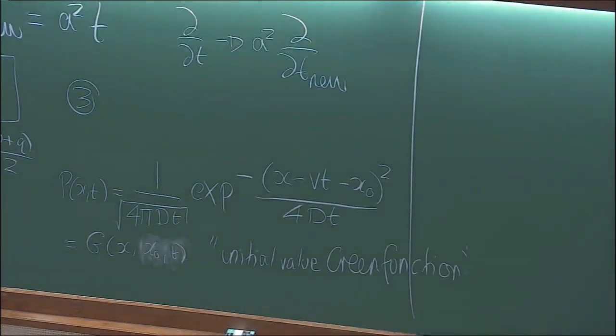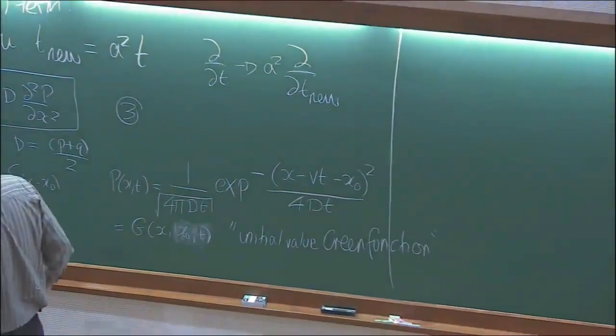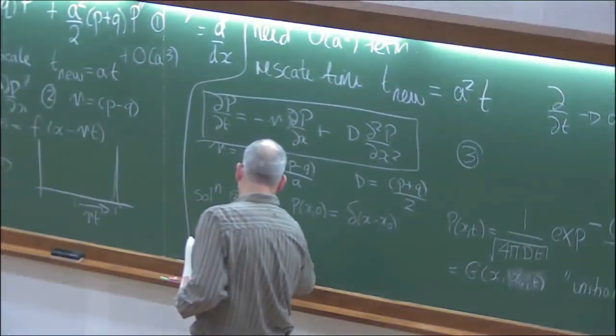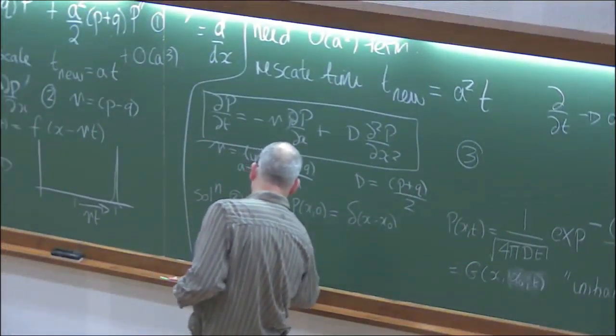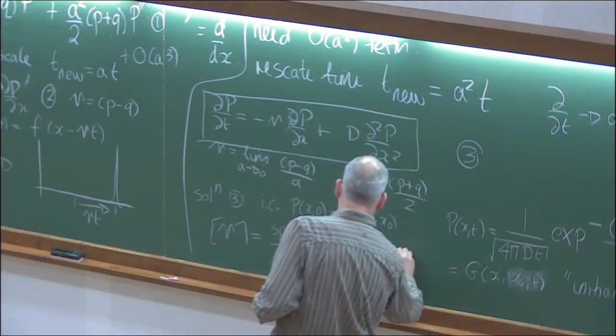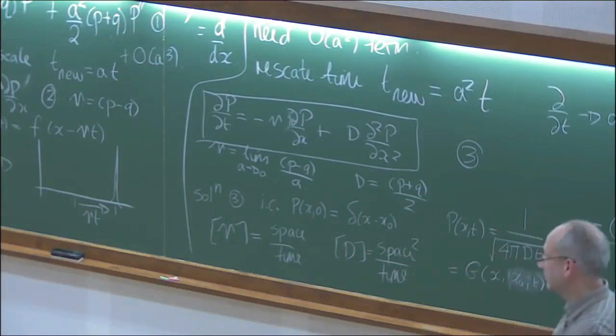It's a Gaussian. Yes, it is dimensionally correct. The dimensions of velocity are space over time, and the dimensions of the diffusion constant are space squared over time.